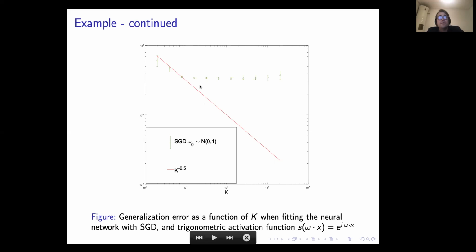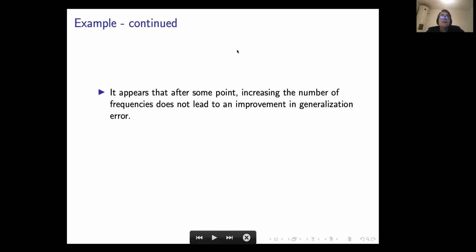Okay, so what's going on here? It appears that at some point, increasing the number of frequencies does not lead to an improvement in generalization error. Why?